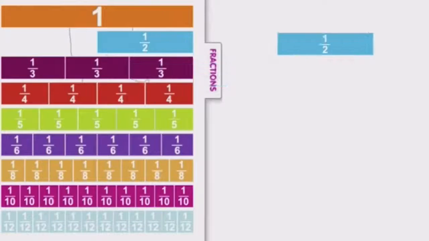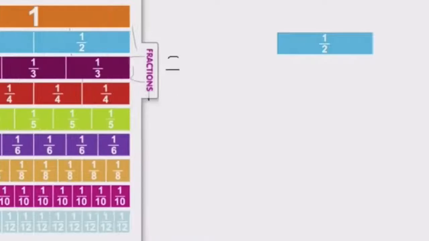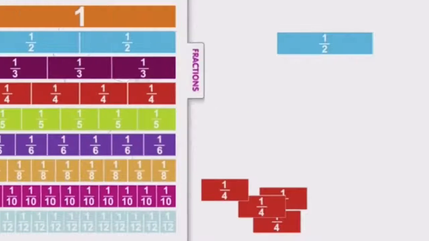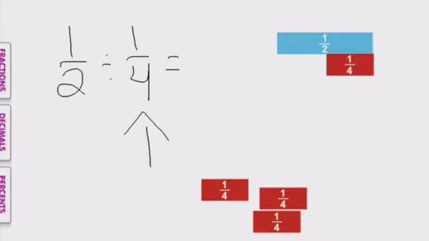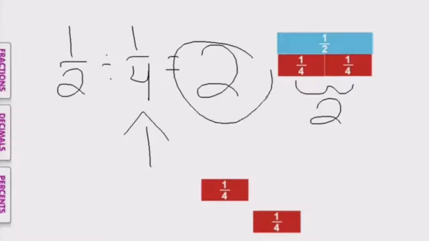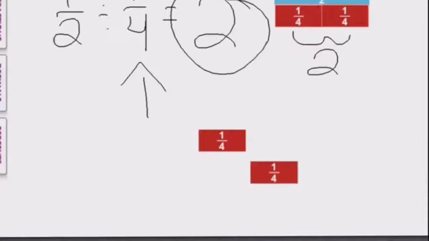I'm going to start by writing down my original problem, which was 1/2 divided by 1/4. And again, I'm going to start by modeling my first fraction, which is 1/2. Then I'm going to see how many times that second fraction, 1/4, will fit into 1/2. So now I'm going to pull out a bunch of 1/4 pieces and pull them underneath my 1/2. And there we go. We can see that it fits a total of 2 times. So my answer is 2. Go ahead and take a picture, drop it into GoodNotes.